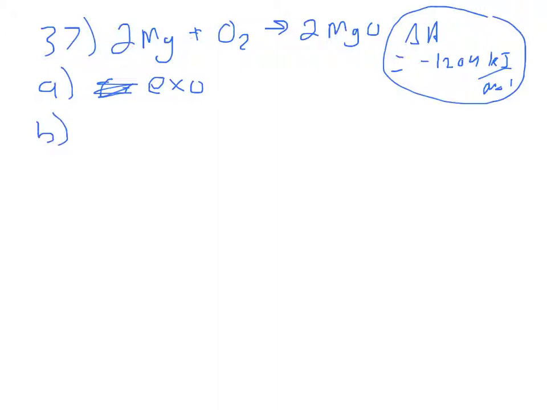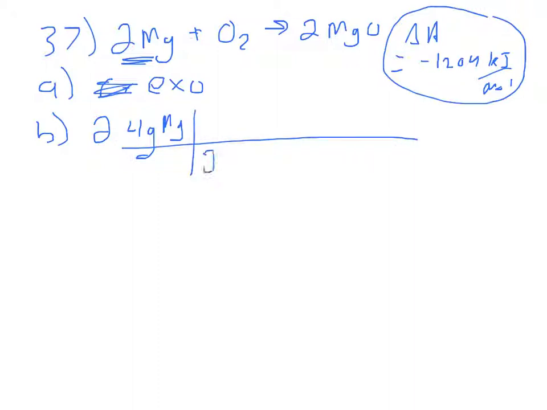Okay, on B here, so B says that we start with 2.4 grams of magnesium. How much heat will that produce when it is reacted with that? So we start like this, and we're just going to set up picket fences here. 2.4 grams of magnesium. Okay, the molar mass is 24.3 grams of magnesium equals 1 mole of magnesium. Okay, that gets it into moles.